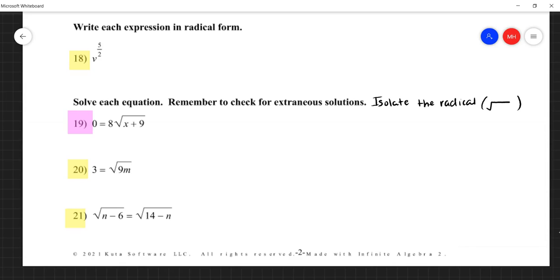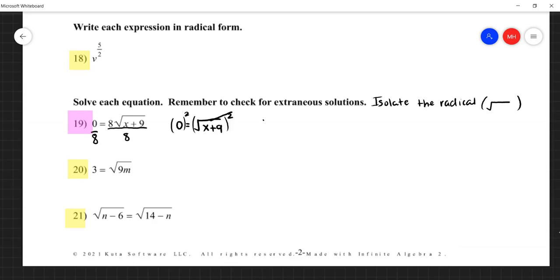So we're doing number 19. So step 1, I'm going to divide both sides by 8. 0 divided by 8 is still 0. So now we have 0 equals the square root of x plus 9. So in order to get rid of a square root, we do the opposite, which means we are going to square both sides. If it were a cube root, I would cube both sides. A fourth root, I would raise it to the 4th power. So the opposite of what I'm doing. Square root and square will cancel out.